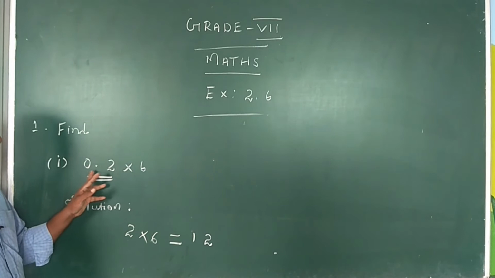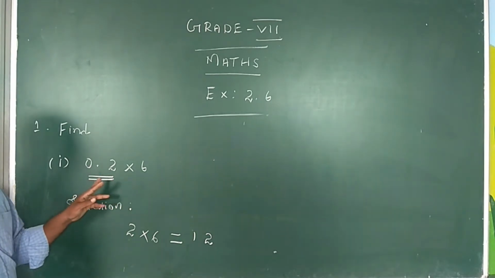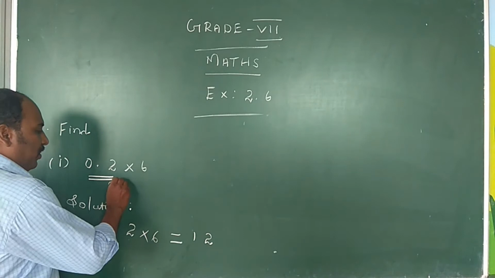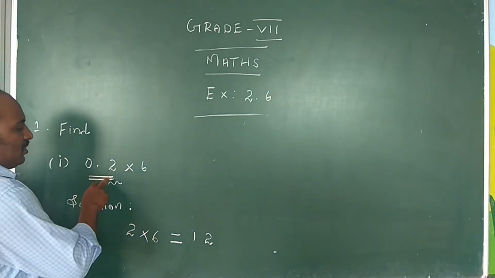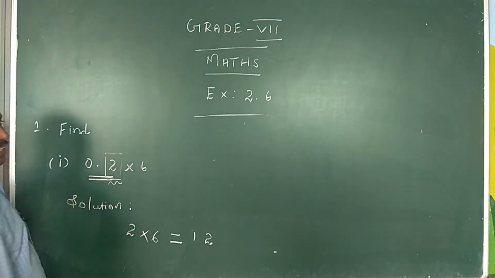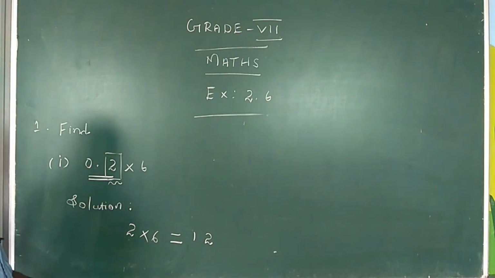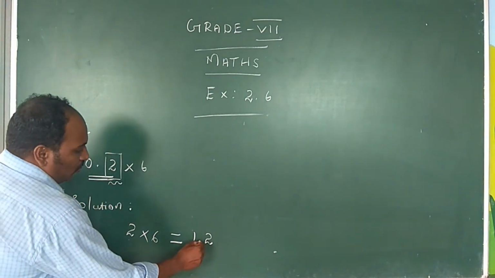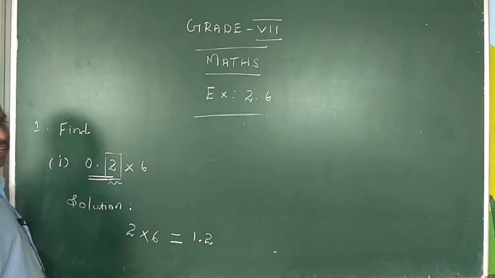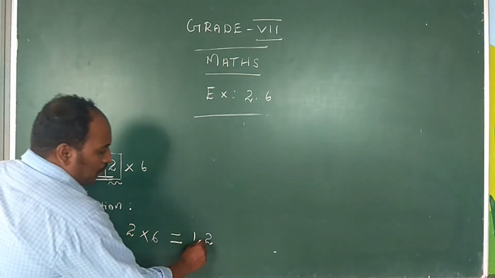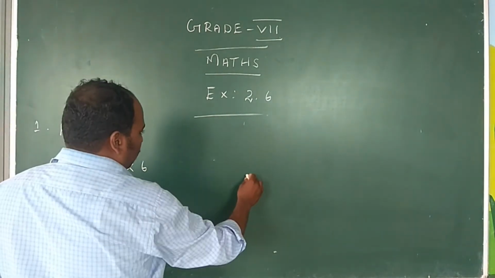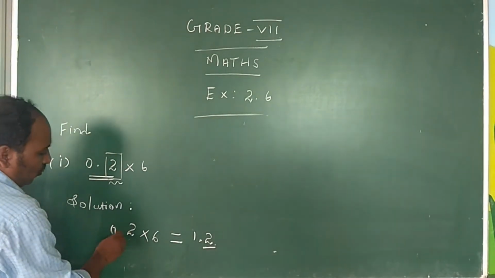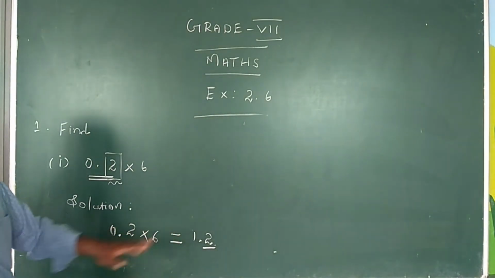But we want 0.2 into 6, so we count the decimal digits. Here there is only one decimal place, so we take the point one decimal place. So our answer is 0.2 into 6 is equal to 1.2.